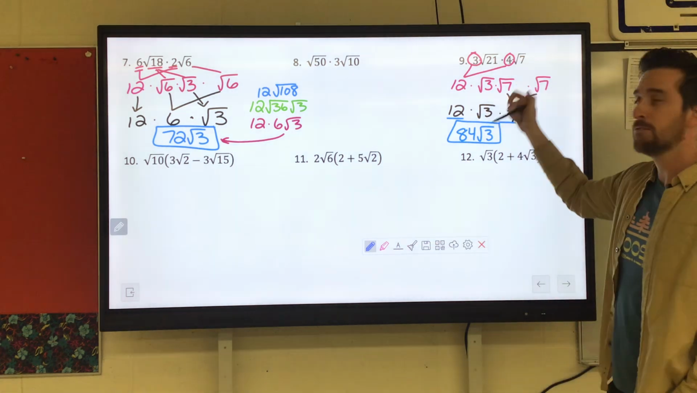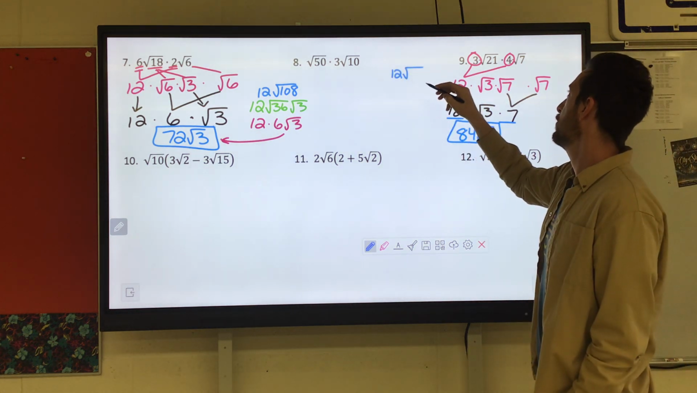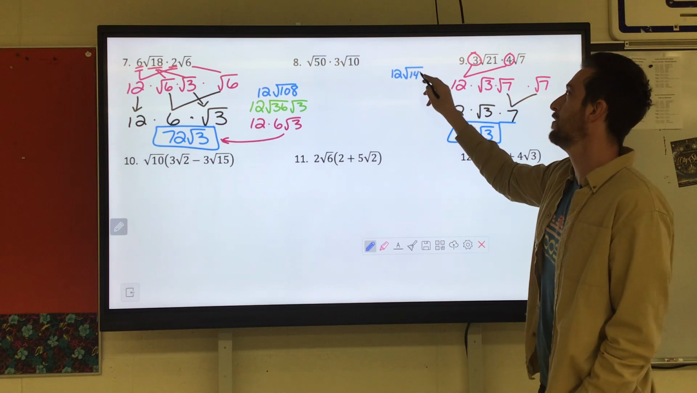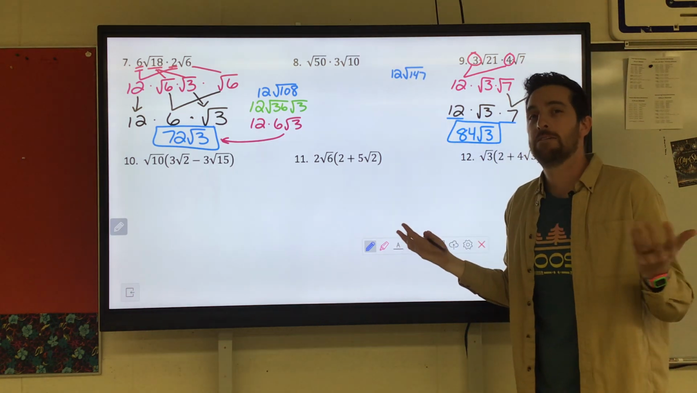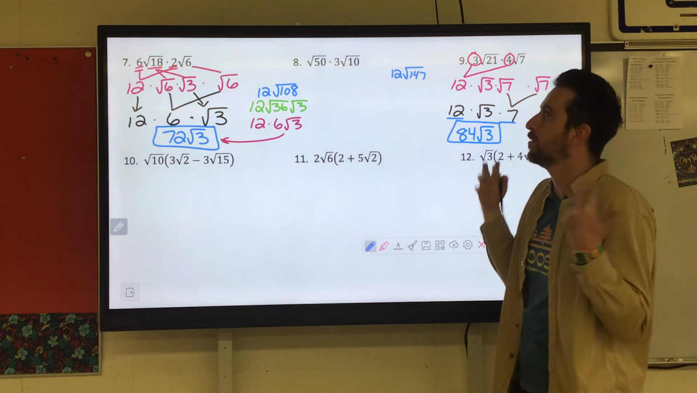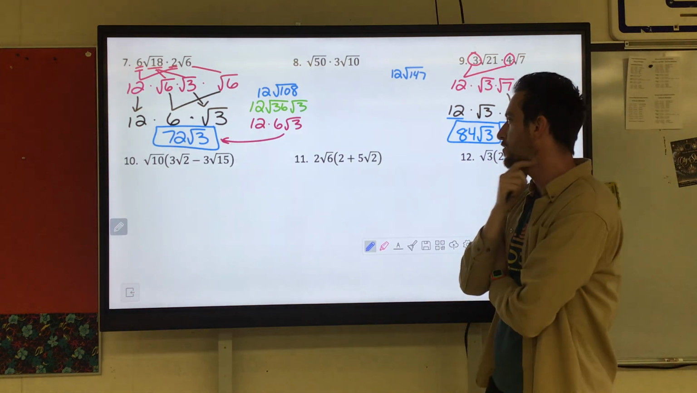You could do 21 times 7, so that would give you 12 root 147. And then you have to think of perfect squares that go into 147. Again, it's possible. But it's just easier for my brain when I'm working with smaller numbers like this. Like I could do the 7 times 7 trick.